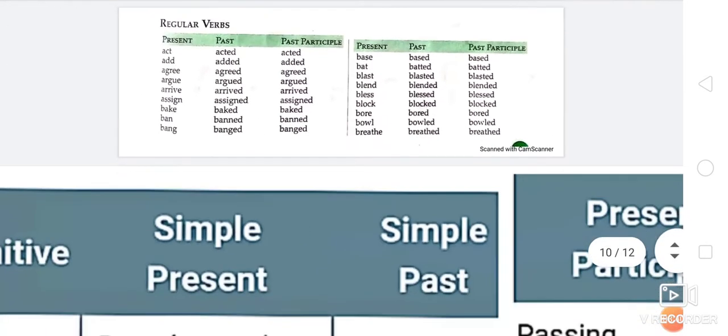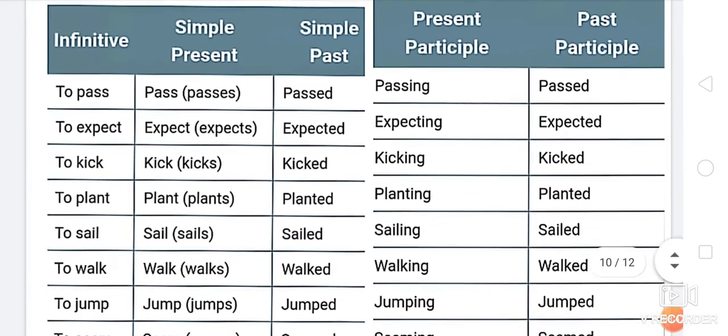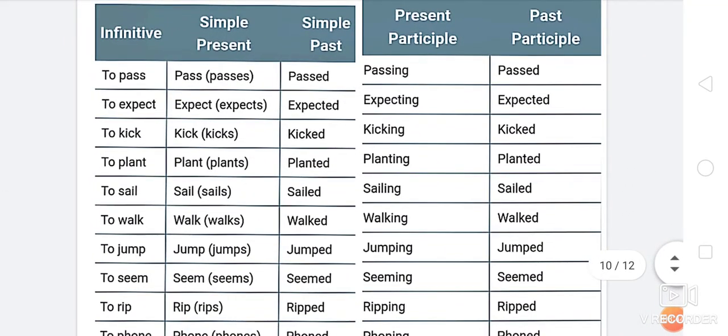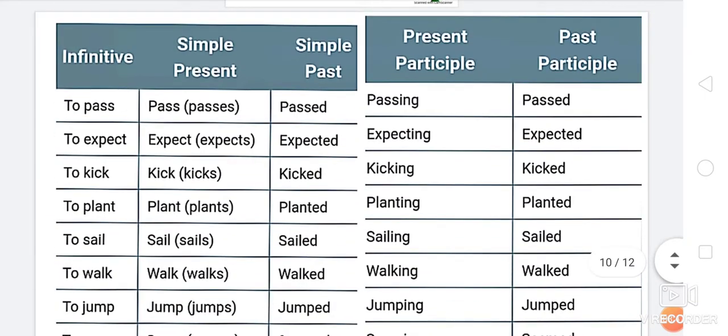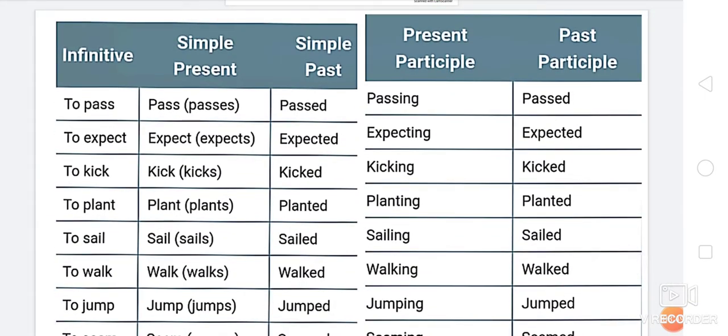Now let me tell you a few more examples. See here. The first one, as I told you, is the infinitive form. The second is simple present. Simple present indicates the action that is happening currently, followed by s or es. What is simple past? Simple past is the action that had already happened.